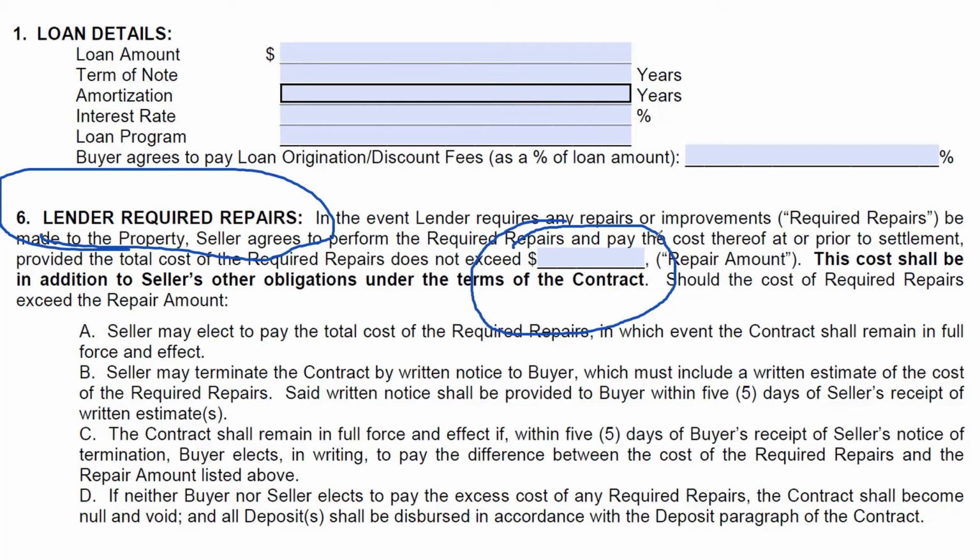However, in the end, what we are talking about is what we think the cost of the repairs is going to be.